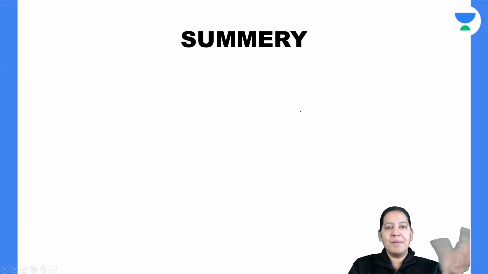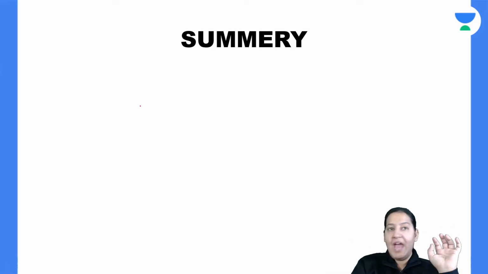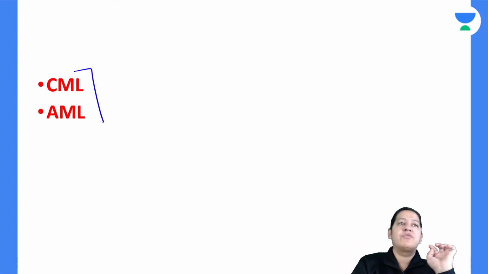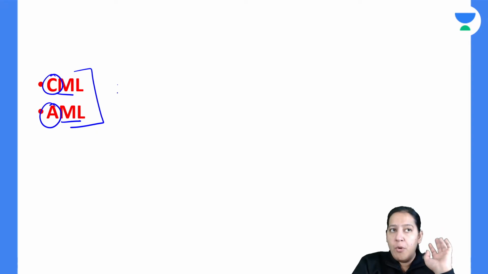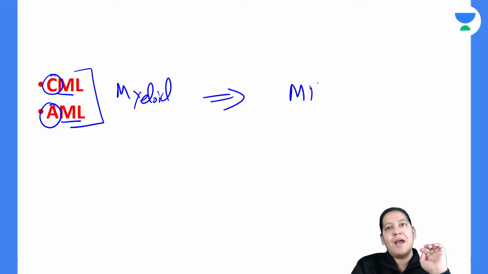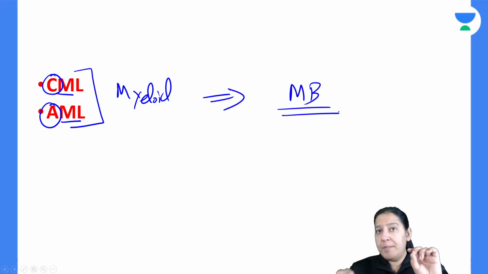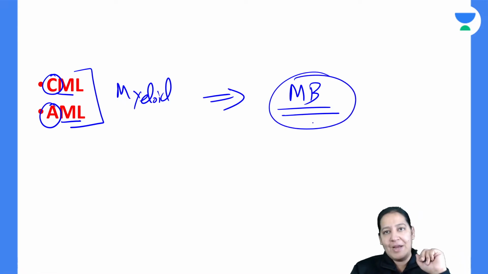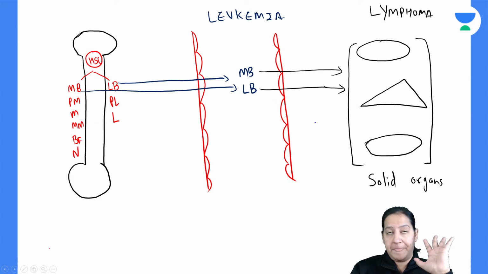Coming to the summary, let's come to the concept. Let me start with the leukemias. We have four leukemias: CML and AML, the two myeloid, and ALL and CLL, the two lymphoid. Let me start with myeloid. Both of them are myeloid: one is acute myeloid, one is chronic myeloid, but both are myeloid leukemia. So in both, myeloblast will be present. Your question to me, ma'am, is how we will recognize whether it is AML or CML. Both of them will have myeloblast, but how will we identify them?